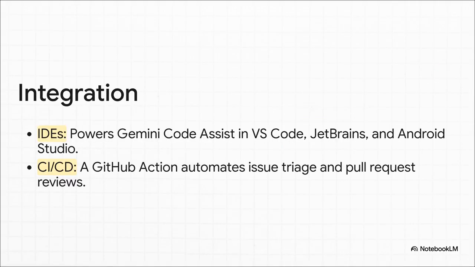And the best part? It doesn't force you to change your workflow. It meets you where you already are. It's the engine that powers Gemini Code Assist, so you get all this agentic power right inside your IDE, whether that's VS Code, JetBrains, or Android Studio. Plus, with its official GitHub action, you can start automating tasks right in your repo. Imagine having Gemini automatically review pull requests or triage new issues for your team.